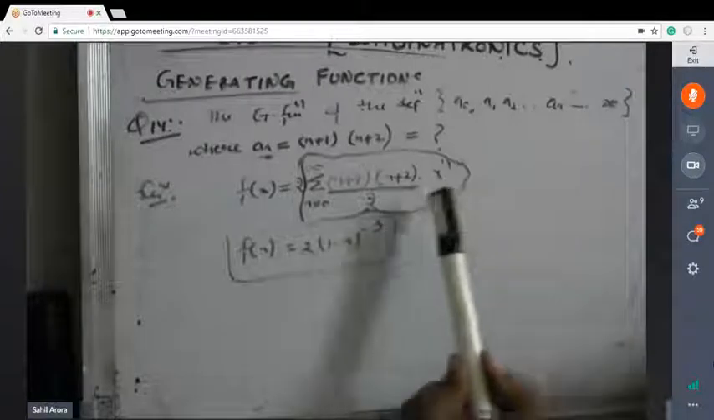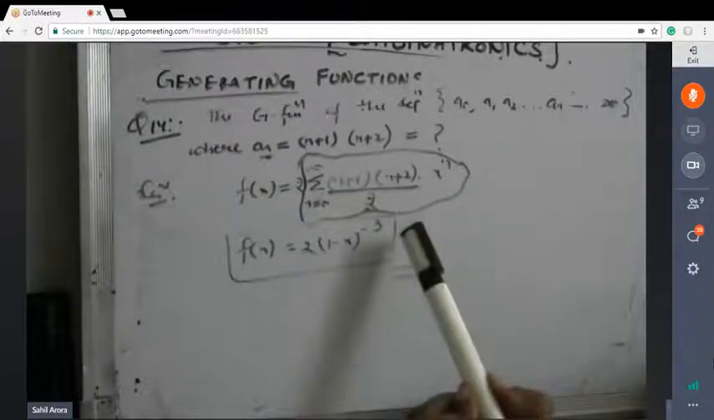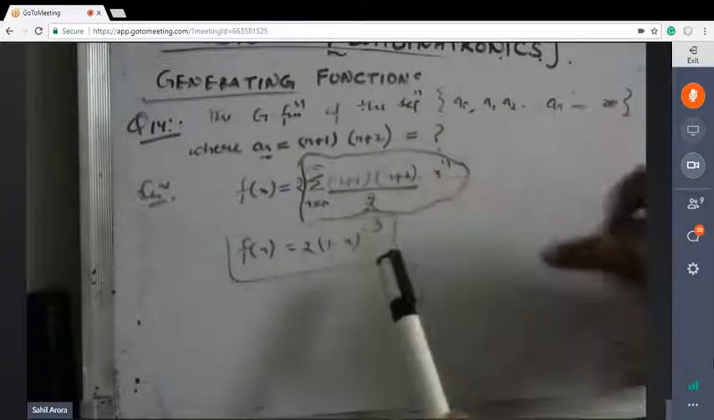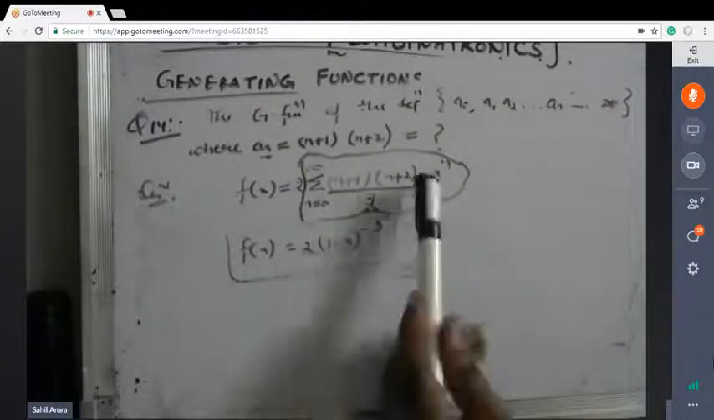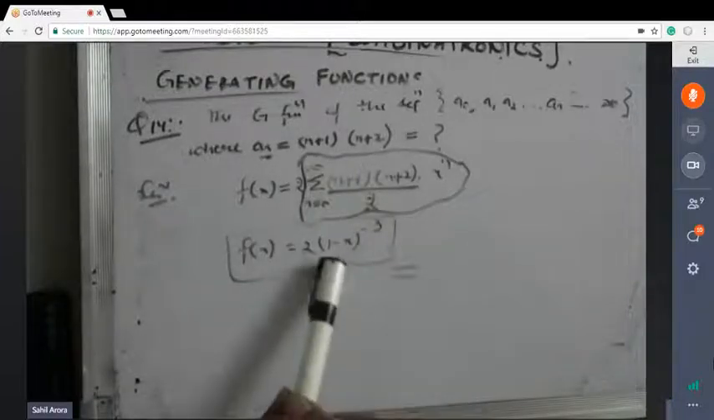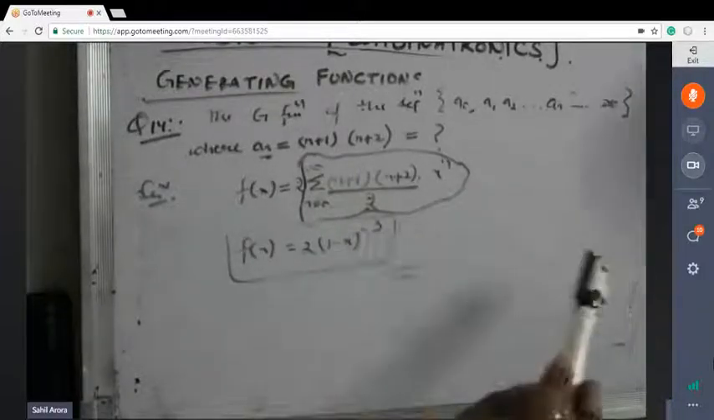Okay, so how do I write (1 minus x) whole power minus 3? I have already given you the generalized expansion. So we can use that to know why this expansion is (1 minus x) whole power minus 3. So the overall answer becomes 2 into (1 minus x) whole power minus 3.